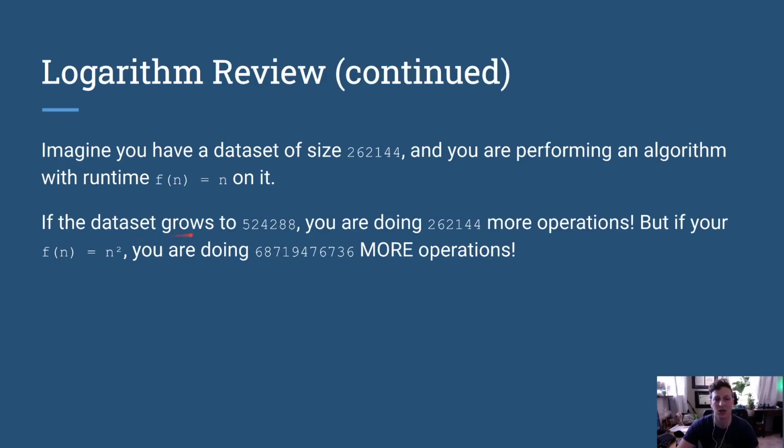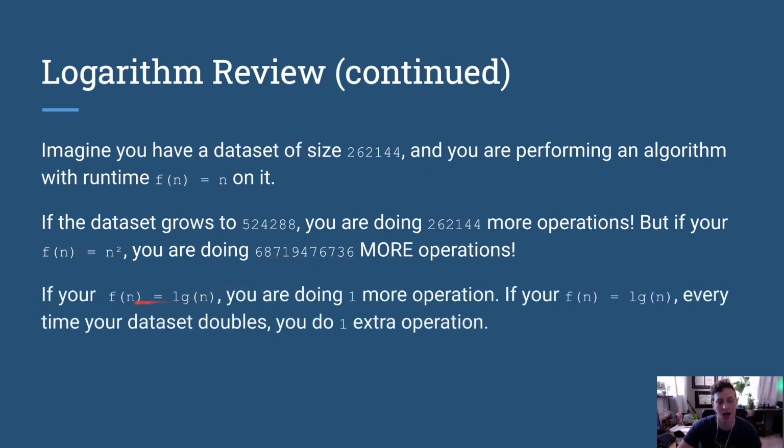So if my data set grows to 524,288, so if I double it, with my O of n algorithm, I'm doing 1,044 more operations. If my f of n was n squared, I'm doing this many more operations, which is on the order of, let's say, 69 billion about. But if my function is described by log of n, I'm only doing one more operation, right? So this is why a log n algorithm, like that phone book search we talked about, is so fast.